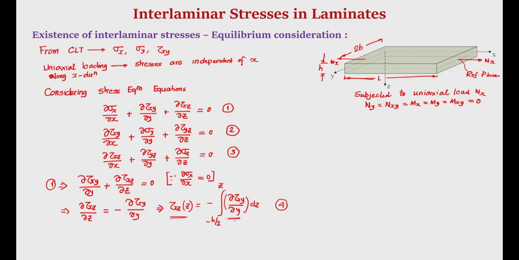Now, let us try to understand what this gradient, del tau xy del y, means. If del tau xy del y is non-zero, then there will be tau xz. If del tau xy del y is 0, there will be no tau xz. Now, in this laminate, at a particular lamina at a distance of z, we can find out what tau xy is.